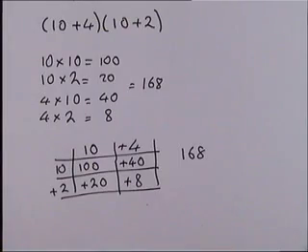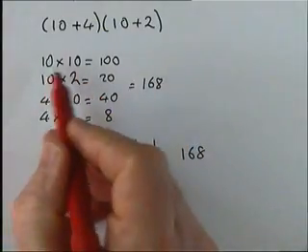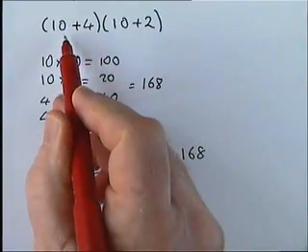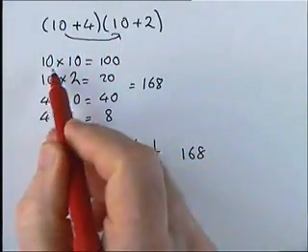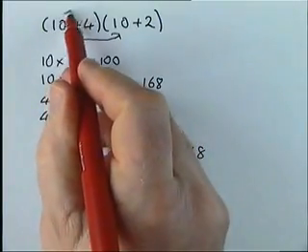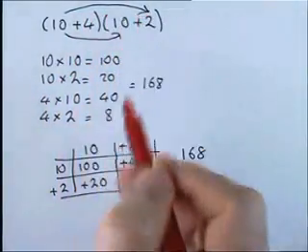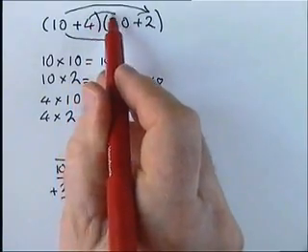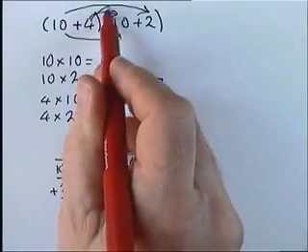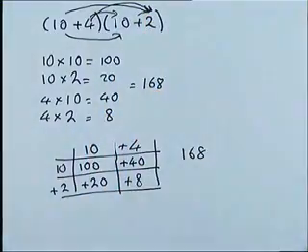But if you look at this, we've done 10 lots of 10. So if I draw an arrow, we've got 10 lots of 10. And then we've got 10 lots of 2. And then we've got 4 lots of 10. And 4 lots of 2. So we can think of it that way.